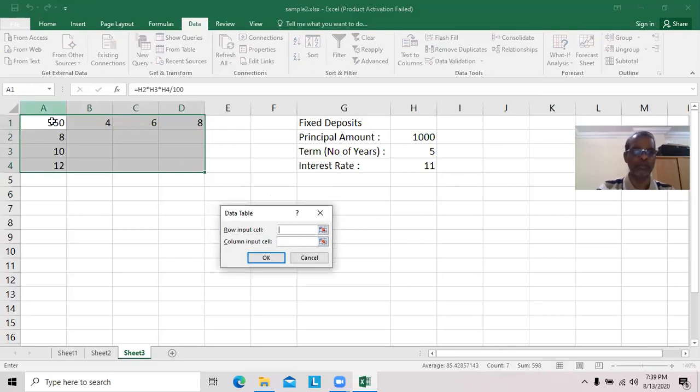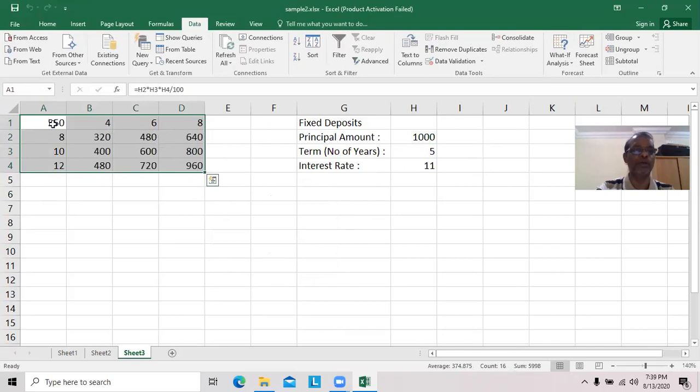Now row wise we are having one variable, column wise also we are having one variable. Row wise, what variable are we having? That is the number of years, available in H3, we have to select here. Place the cursor here. Column wise we are having the interest rate. Now place the cursor. Now we are using both variables. Otherwise you can type it directly. Simply click it here. Whatever formula you applied here will be carried over here.